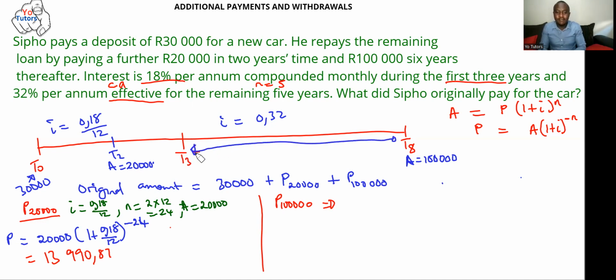Principal at T3. That's what we want first. Why do we need that? Because remember, there was a change in the interest rate. So we need to first change. Remember, what guides us is the interest rate, and the interest rate here is divided here.